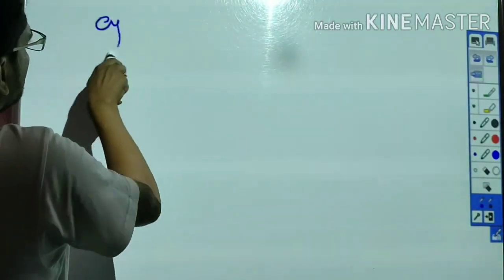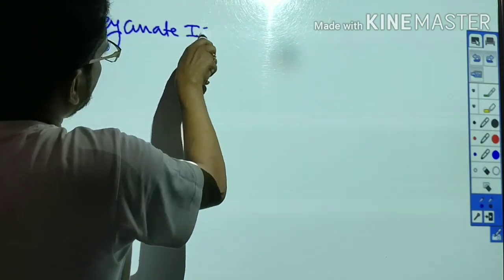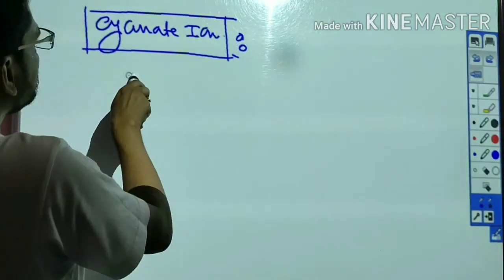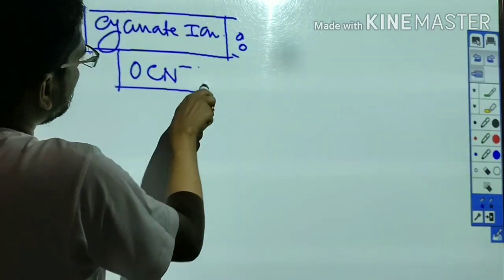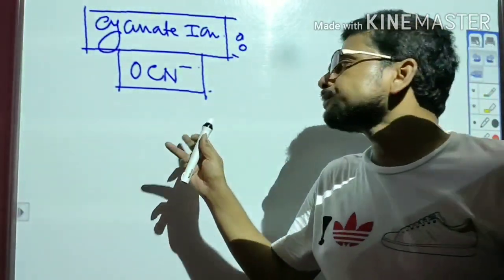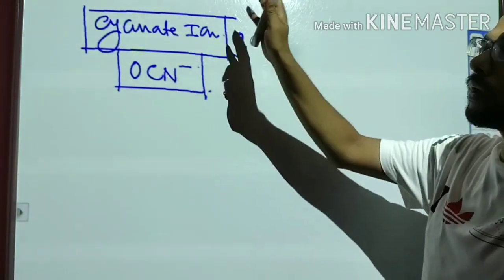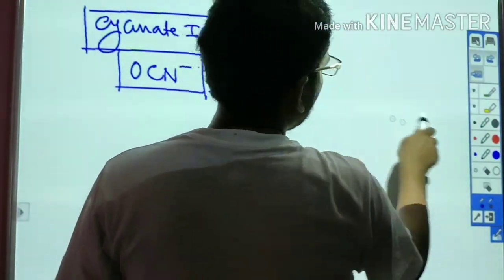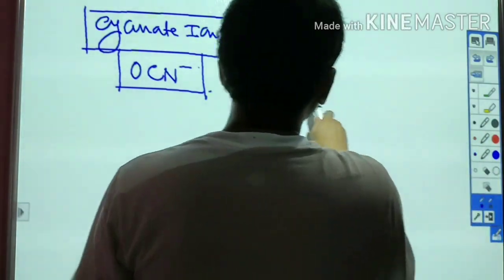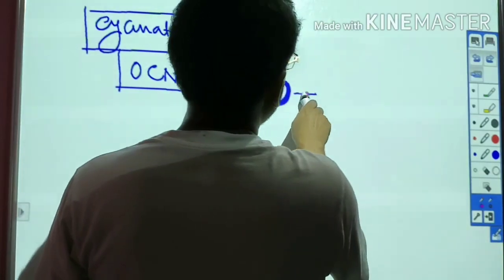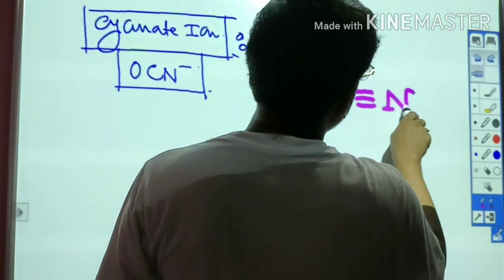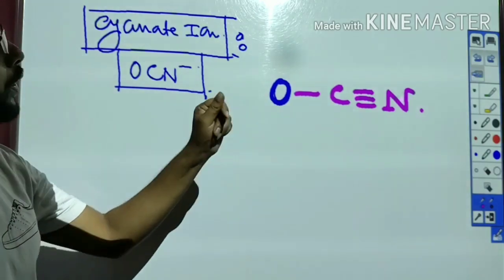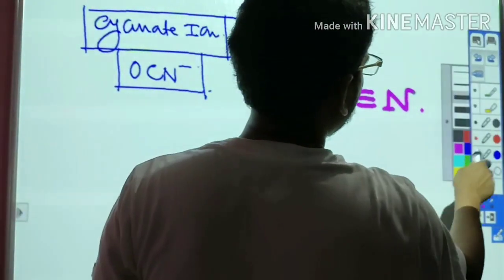Cyanate. What will be the Lewis structure of cyanate? What is cyanate? Cyanate is OCN minus. We just count the total valence electrons, sigma bonds, pi bonds, and after that you will get a structure. I will draw that. O, C, triple bond N. 2 sigma, 2 pi, central atom carbon, no lone pair of electrons, we can easily calculate from here.